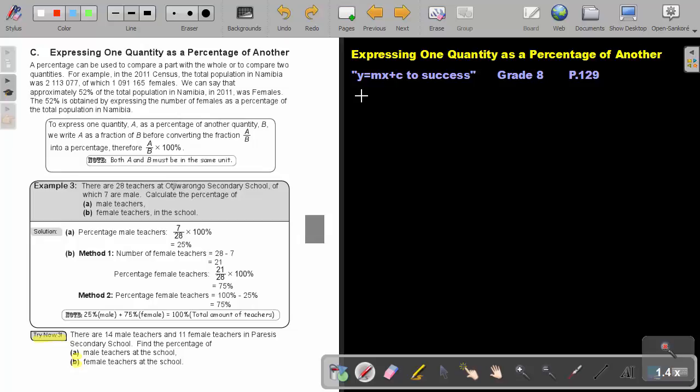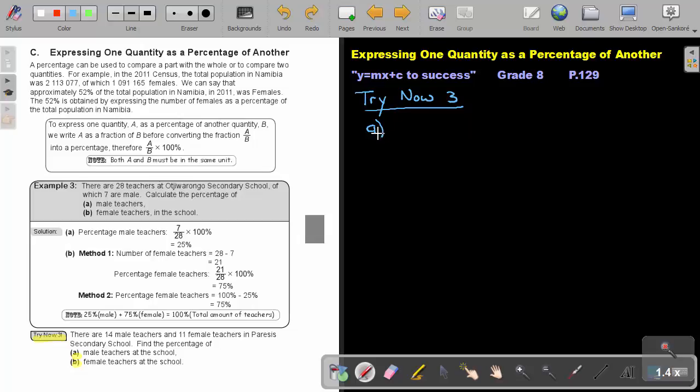You can stop the video, and as soon as you are finished, you can continue with the video. Try now 3. Okay, let's start with number A. There are 14 male teachers and 11 female teachers in Parese Secondary School. Find the percentage of male teachers.